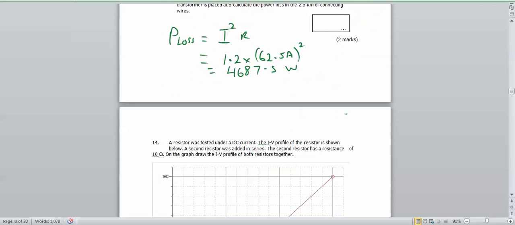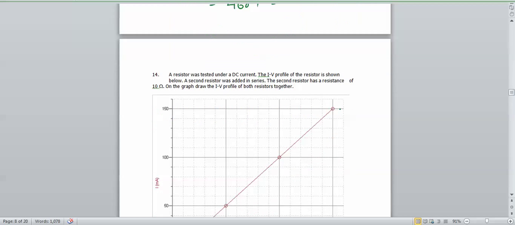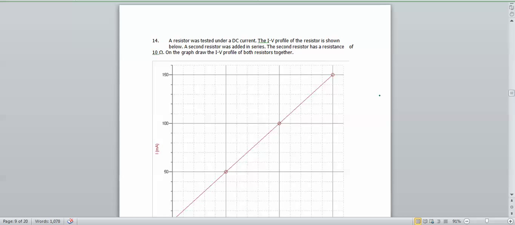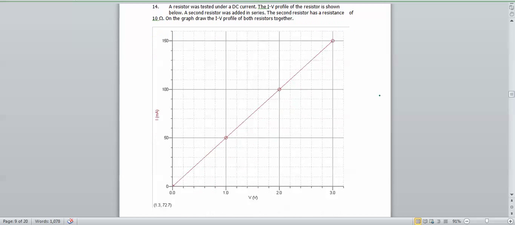Okay, this is still going? No, that's the next one. All right, let's have a look at the next question. Resistor was tested under a DC current. The IV profile of the resistor is shown. Second resistor was added in series. The second resistor has a resistance of 10 ohms. On the graph, draw the IV profile of both resistors together.